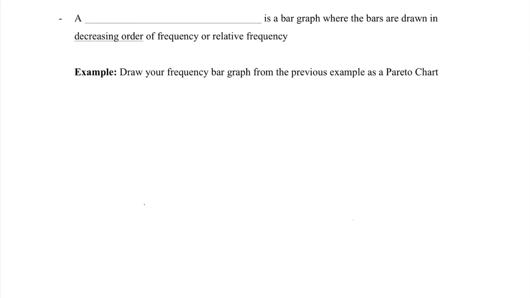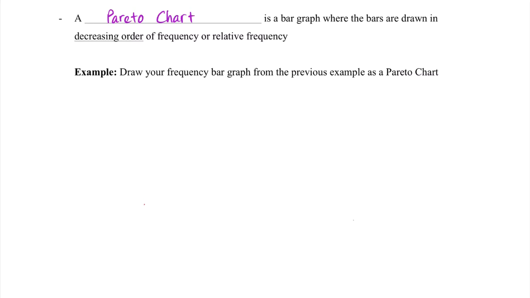The next type of graph we're working with is called a Pareto chart, which is a bar graph where the bars are drawn in decreasing order of frequency or relative frequency. That is the only difference. A Pareto chart is still just a bar graph, but this unfortunately is an easy type of graph to forget. The example asks us to draw the frequency bar graph from the previous example as a Pareto chart.